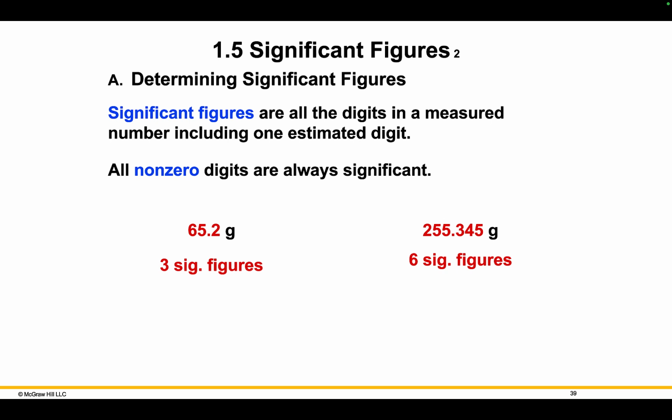So to determine significant figures, there's quite a few rules that you have to follow. But again, the more you use them and the more you think through significant figures, the easier this ends up being. So the first rule is all non-zero digits are always significant. If you see something that is not a zero, then you know that it is significant. So in 65.2, we have 3 significant figures. In 255.345, we have 6 significant figures. Any non-zero digit is always significant.